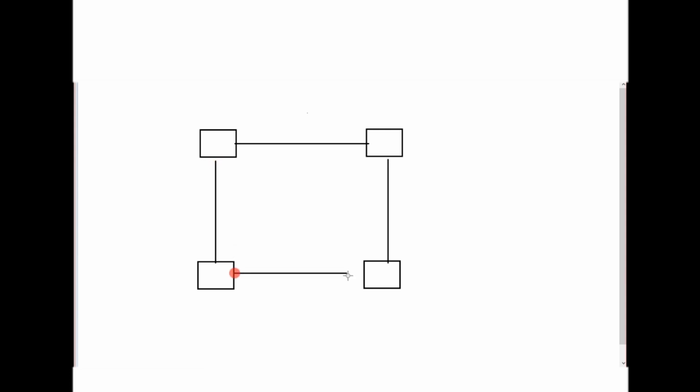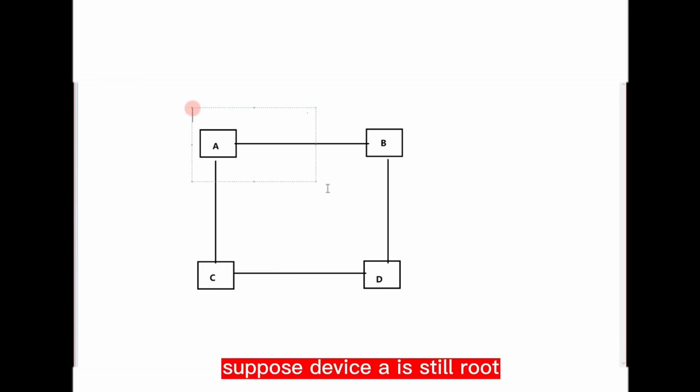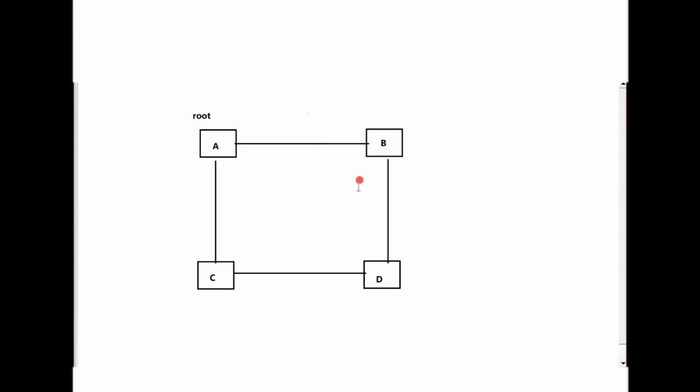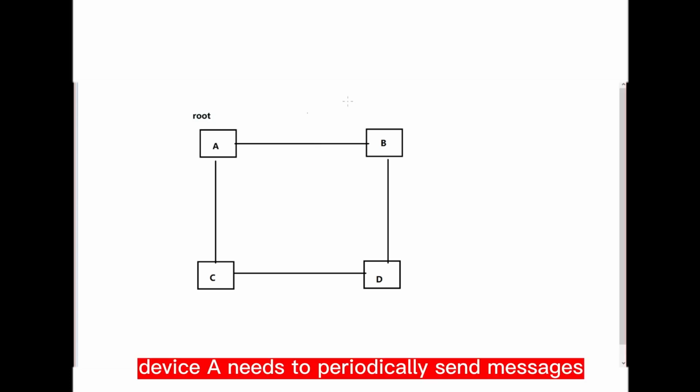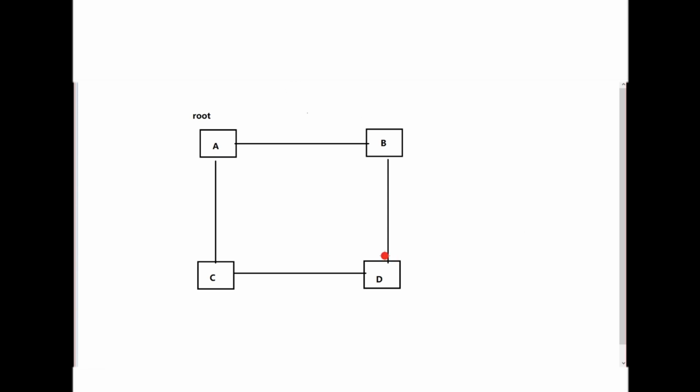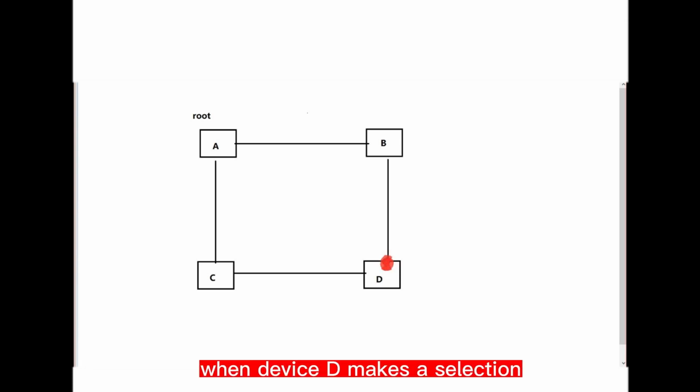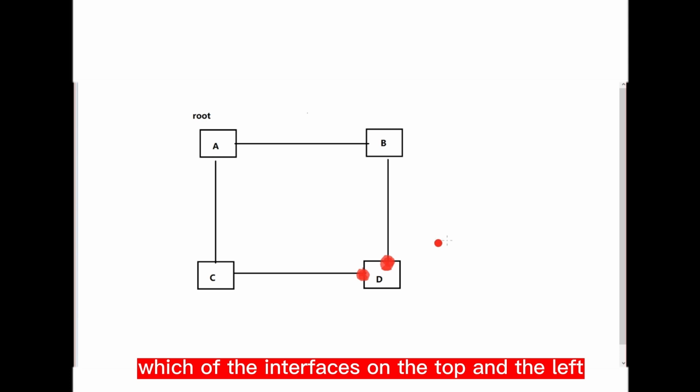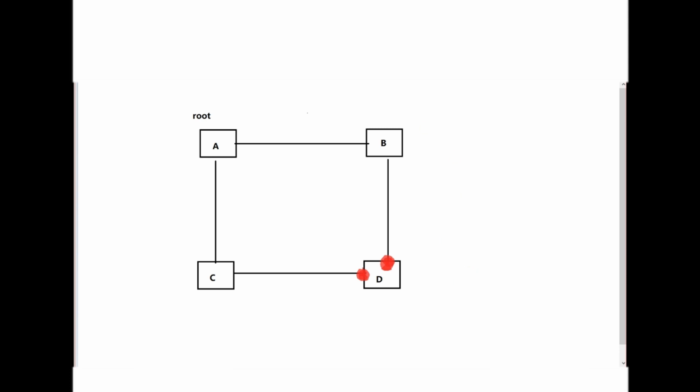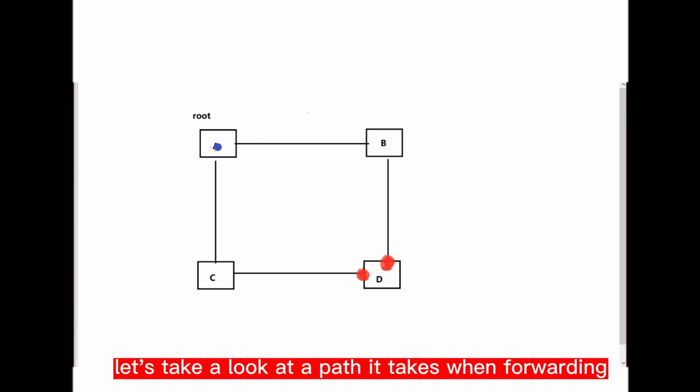I connect them. Now that's 4 devices. Let's say this is device A, this is device B, this is device C, and this is device D. Suppose device A is still the root. Device A needs to periodically send messages to the outside world. So where do we choose the port on this device now? We choose on this device. When device D makes a selection, which of the interfaces on the top and the left will become the root port?